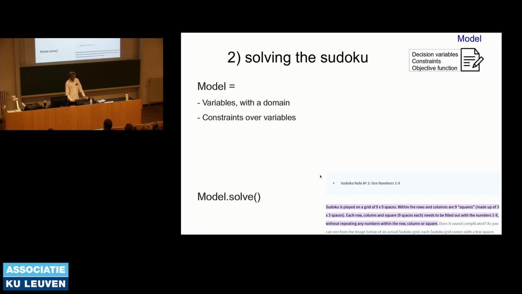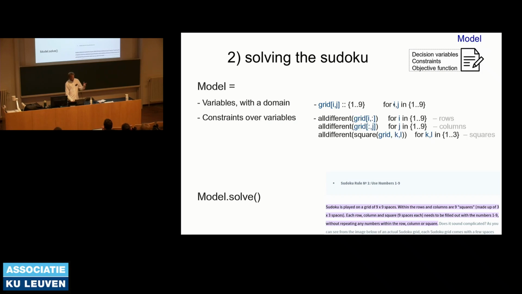All right. So there's a grid of 9 by 9 spaces, so we need a decision variable with dimension 9 by 9, an integer decision variable. So we say, okay, we want a grid. Each variable can take a value between 1 and 9. And then the dimensions of that grid is 9 by 9. Okay. So the constraints then, so it says each row needs to be filled with the numbers 1 to 9 without repeating any number within the row.